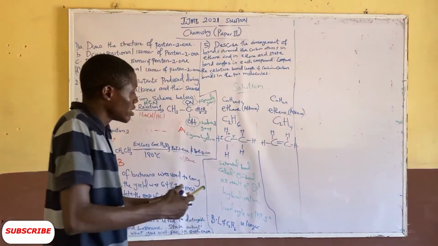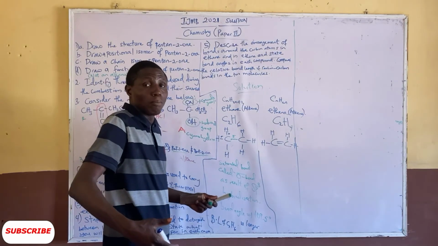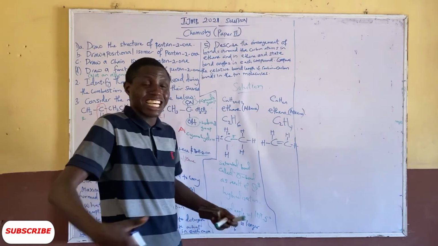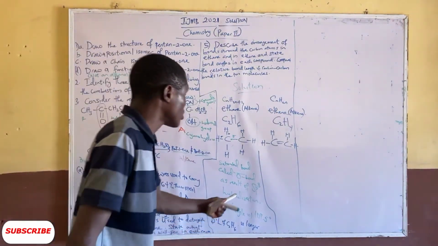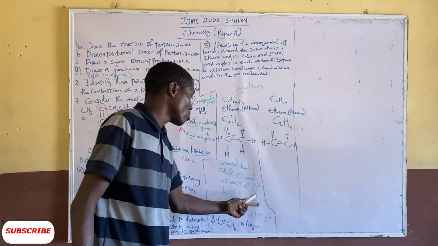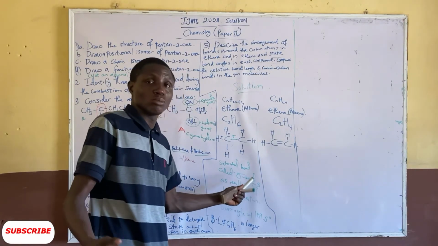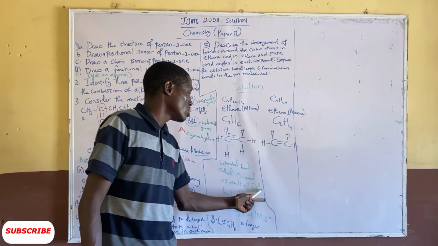The lesser the s character, the longer the bond length. The percentage of the s orbital here, when you calculate it, is 25%. We add 1 plus 3, which gives 4, so 1 over 4 times 100 gives you 25%.